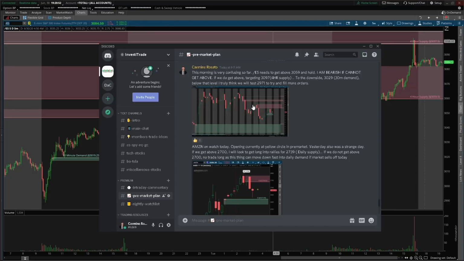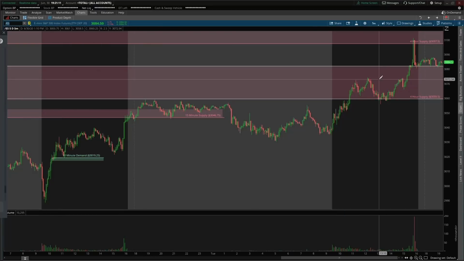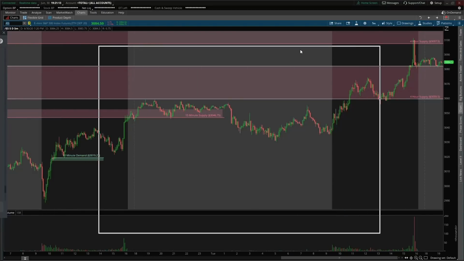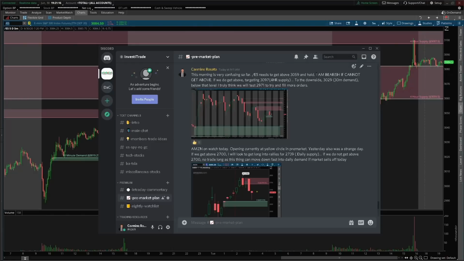So this morning we were watching, as always, the S&P 500. I chart the E-mini/ES, which is the S&P 500 future, and I trade SPY options, or I trade ES futures based off of it. What I was watching was for the 30.59 level to hold. The 30.59 level was a 4-hour supply zone that needed to hold if we wanted to have a bull case. I was bearish if we cannot break above, holding value. If we do get above it, the next zone I'm targeting is 4-hour supply, which was 3,097.